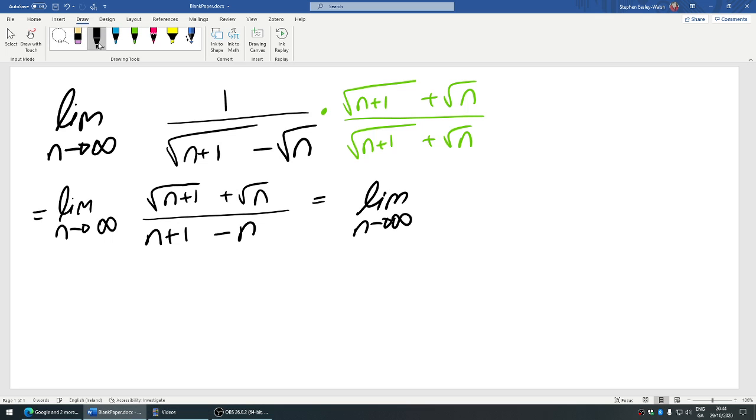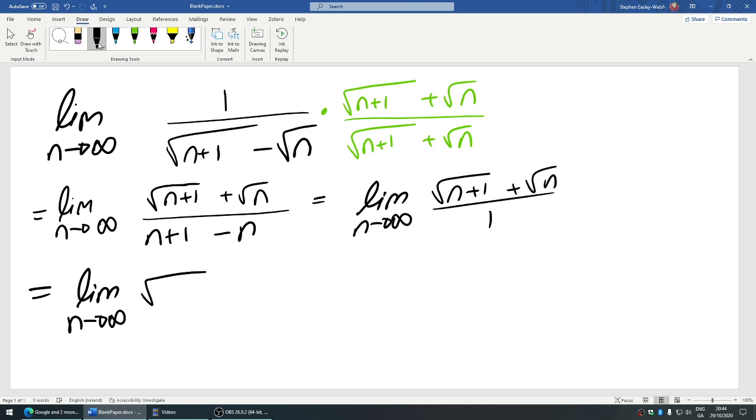So what you're left with on the top is root n plus 1 plus root n, and what you're left with on the bottom is 1. So this looks like, interestingly enough, it diverges. This will be the limit as n goes to infinity of root n plus 1 plus root n, and clearly that diverges to positive infinity.